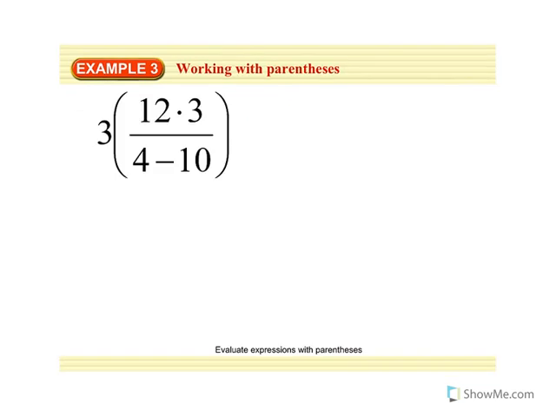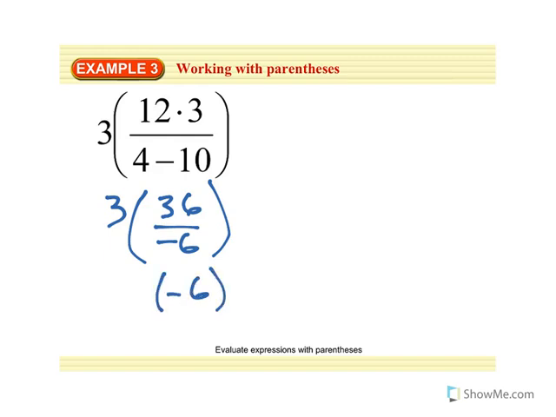All right, so when we have a fraction, it's implied that the numerator and denominator really both have parentheses. So my numerator is 12 times 3, which is 36. My denominator is 4 minus 10, which is -6. Now, what should I do next? Honestly, it doesn't really matter. Could you do 3 times 36 is 108 divided by -6 is -18? You could. Really, we should do what's in the parentheses, which is the division. 36 divided by -6 is -6, times 3 gives us -18.